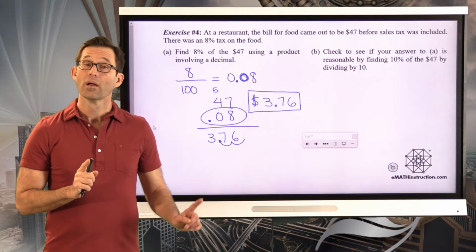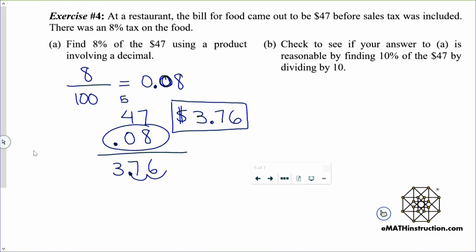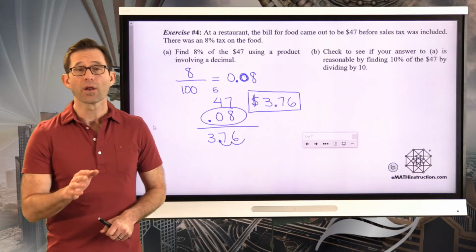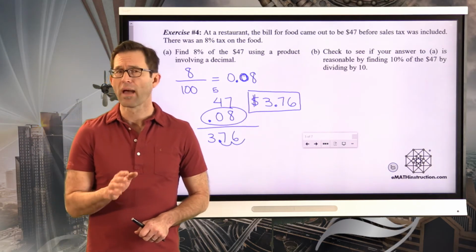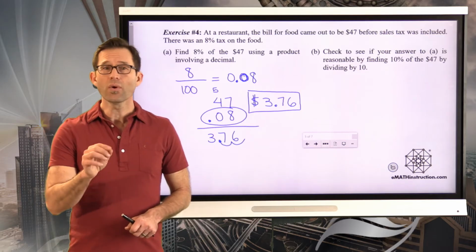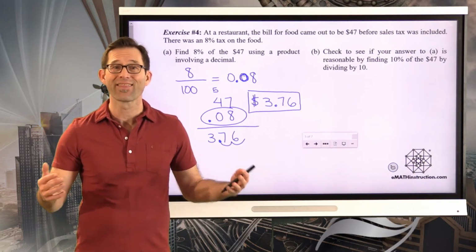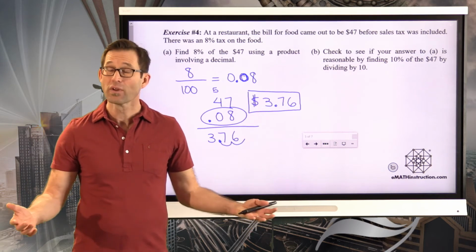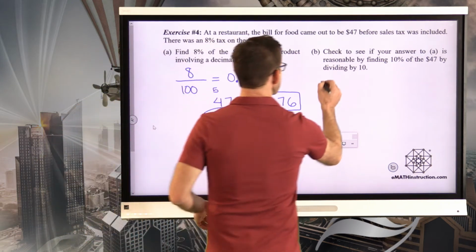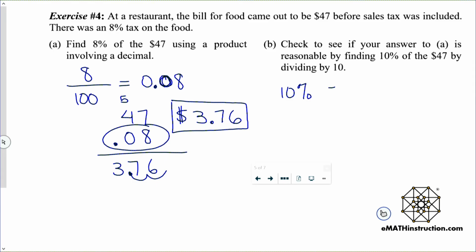$3.76. Letter B says check to see if your answer to A is reasonable by finding 10% of the $47 by dividing by 10. Now, this is something that hopefully you learned in Math 7, or Math 6, sorry about that, is that you can actually find 10% of anything by just dividing that thing by 10. It's really cool, and of course the reason why is that 10% of a number, as we saw in the last lesson, is the same as 1/10 of it, right?